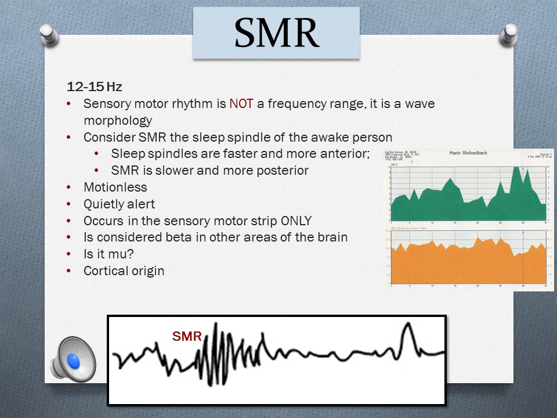It's involved in motionless and being quietly alert. And if you find 12 to 15 hertz in any area other than the central motor strip, it is not considered SMR. It's considered beta. SMR is also called low beta at times. It's of cortical origin, and in a couple of slides we're going to talk about mu. And since mu falls in this very similar range, in the same kind of area as SMR, some people question whether mu and SMR are similar. In the little tiny image that we have here to the right, on the top is an EMG recording while at the same time we were doing SMR training, which is the bottom, the orange graph.